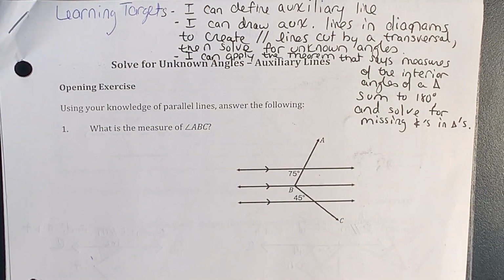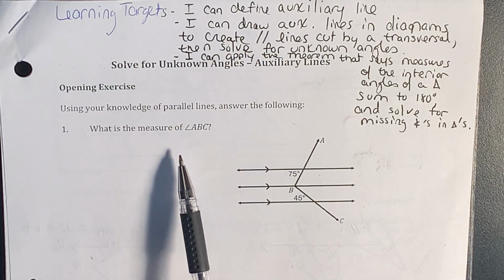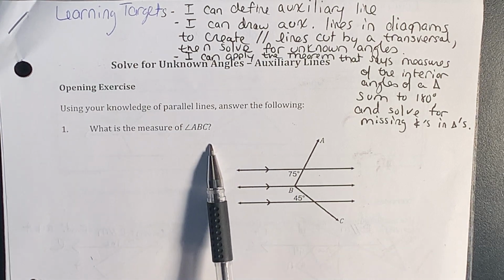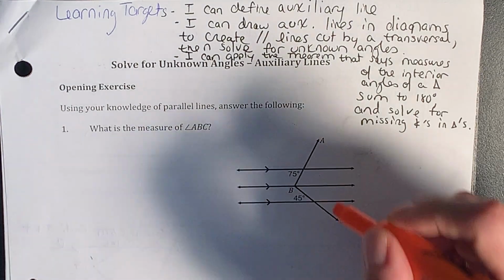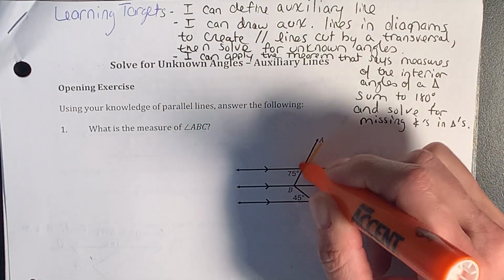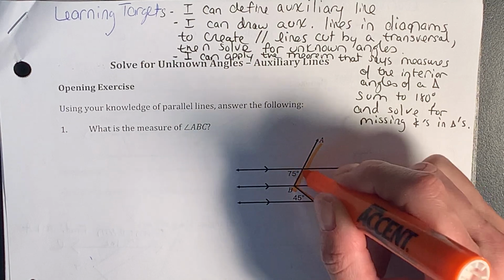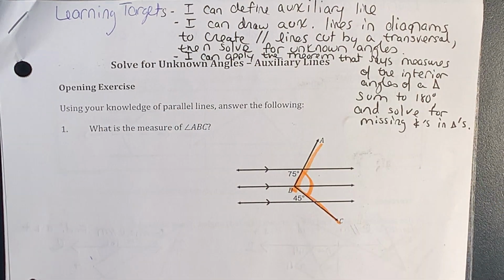So we're going to start with some review. You have to recall the pairs of angles formed when you have parallel lines cut by a transversal. So the first question says, what is the measure of angle ABC? If you're not sure where ABC is, you should trace it. You can use your highlighter. That's this entire angle right here.